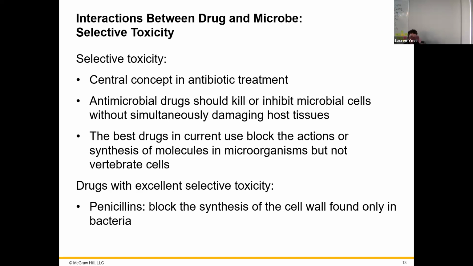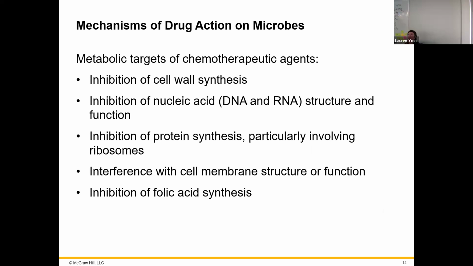Selective toxicity means your best drugs are the ones that are going to block or kill our microbe pathogens, especially, and then they also won't be toxic to the person or, hopefully, their microbiome either, if we can have a choice. Okay. So penicillin, as we say here, is a drug that has excellent selective toxicity. Penicillins block synthesis of the cell wall in bacteria, so it shouldn't be toxic to your own cells. That's an example of an excellent choice as far as selective toxicity goes.